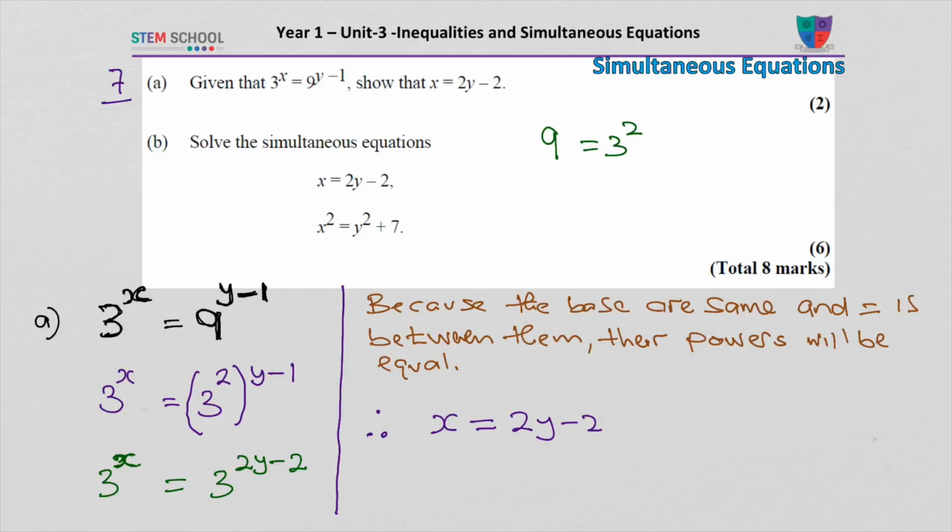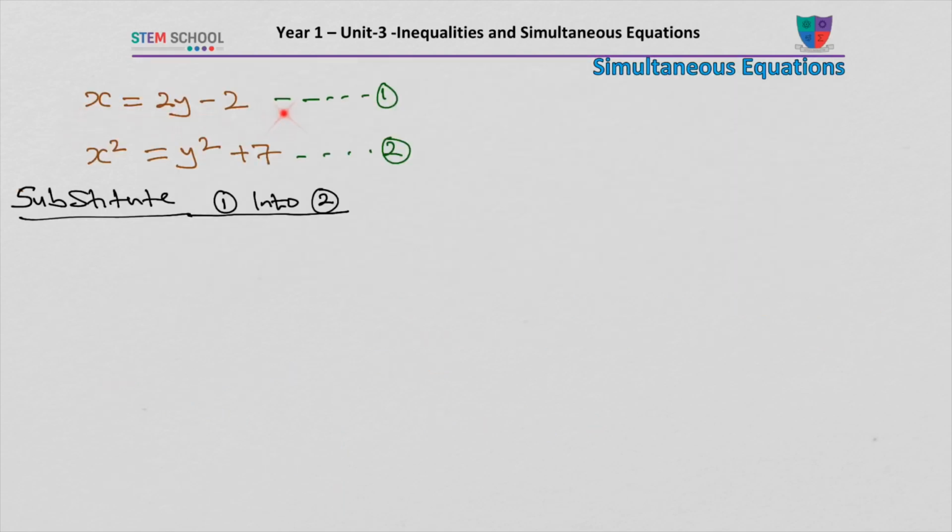7b, we need to solve simultaneous equations. We need to substitute x into here and then solve. Now, equation 1 is x equals 2y minus 2, and equation 2 is x squared equals y squared plus 7. We need to substitute equation 1 into 2. Now substitute x equals 2y minus 2 here. Now I need to expand this.